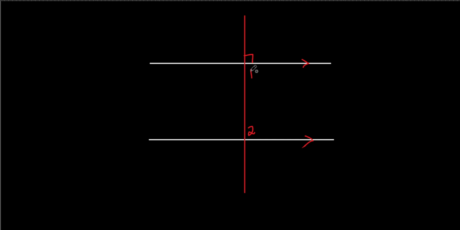Yeah. Then what do you think must also be true? If it's perpendicular to one parallel line, what do you think is true about down here? Then it's going to be perpendicular to the other one as well. All right? That's basically what the theorem says. It's called the perpendicular transversal theorem.